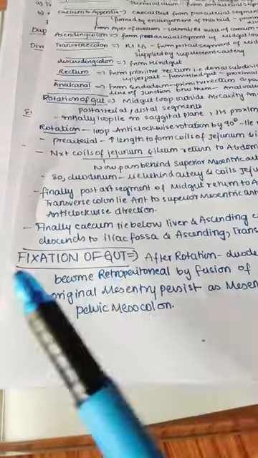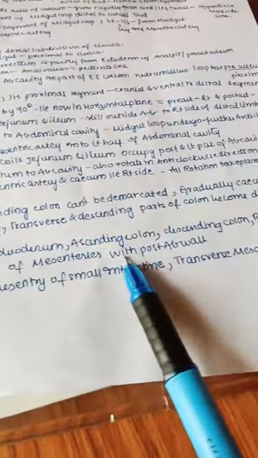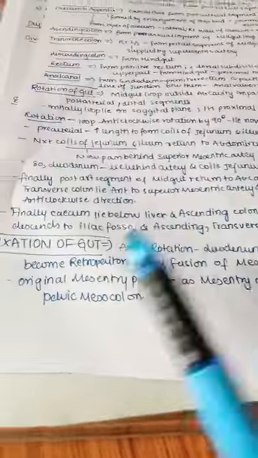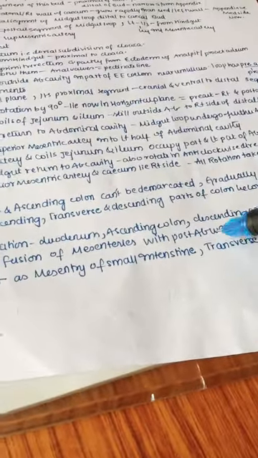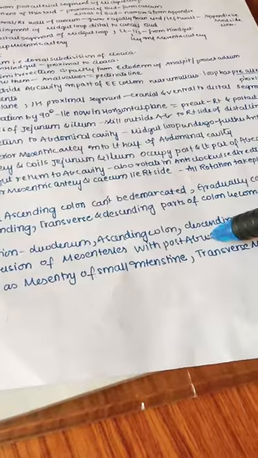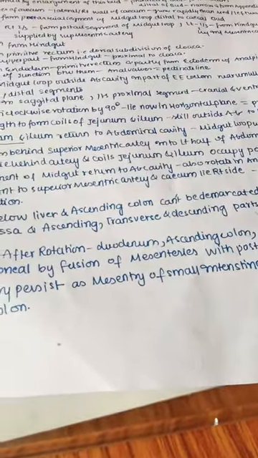Of our video. So now we are in the fixation of the gut. After rotation, what happens is that the duodenum, ascending colon, descending colon, and rectum become retroperitoneal by fusion of mesenteries with the posterior abdominal wall. As we discussed about the duodenum, because of fusing with the posterior abdominal wall, only some part is covered by peritoneum, so that is called retroperitoneum.